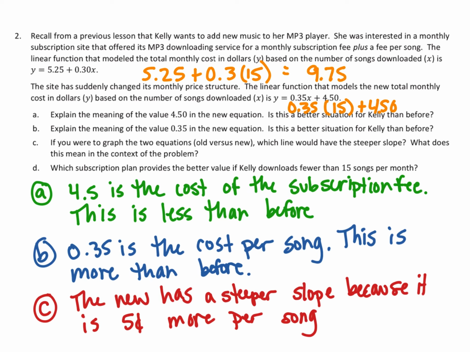And the second one, when you multiply 0.35 times 15 and add 4.5, it comes out to 9.75 also. So both subscriptions really are the same value. So when it says which subscription provides a better value, well, neither. This is for part D down here. Both provide the same value.